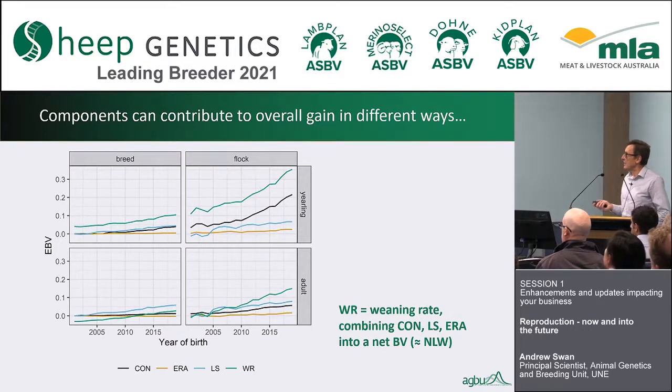So you can see here for this flock that there is a real focus on improving conception in yearlings. They've also got positive changes in rearing ability. It's a very difficult trait, but there are small changes there. And we see a similar pattern in adults.